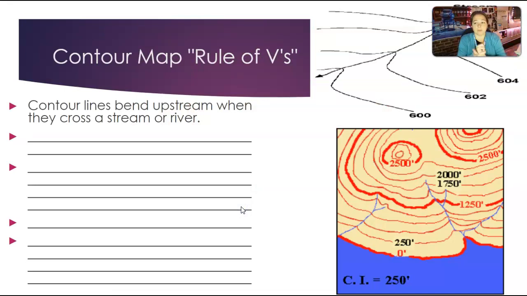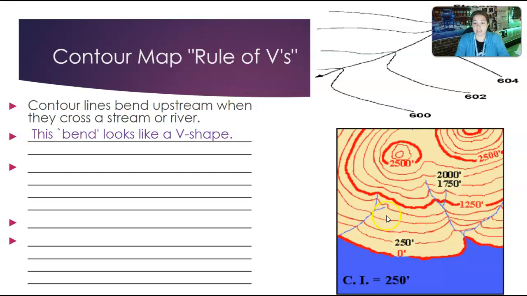Okay, and the last little bit about this is the rule of V's. This is very, very important. You need to know this. This will be on your Regents test. So these are contour lines that bend upstream when they cross a stream or river. Upstream, that means the point of origin. So when this happens, you'll notice there's a V wherever the stream crosses.